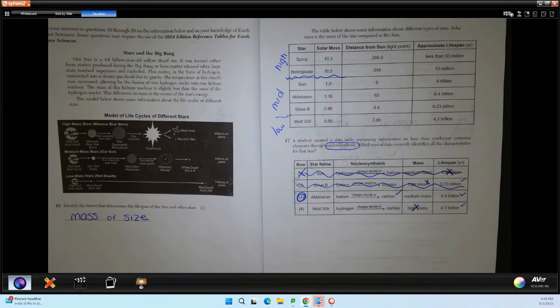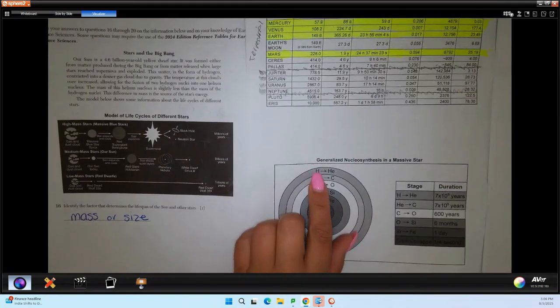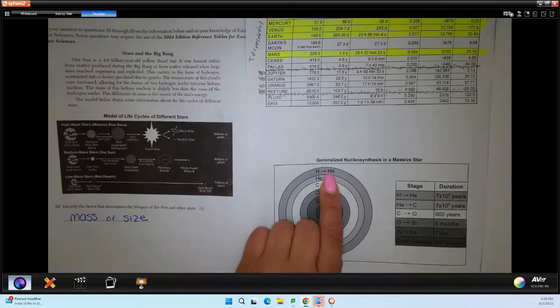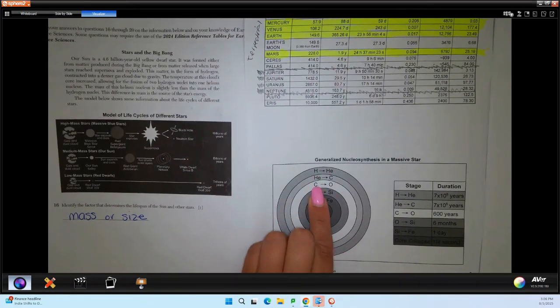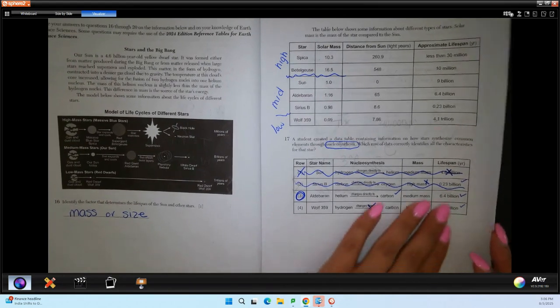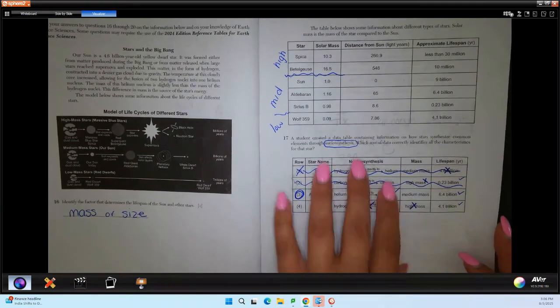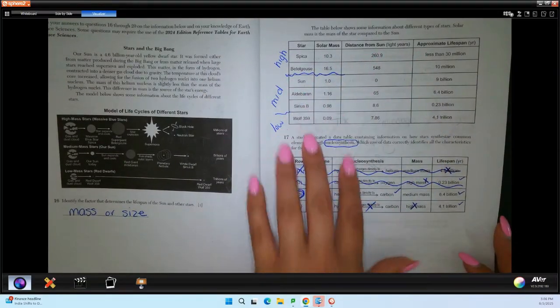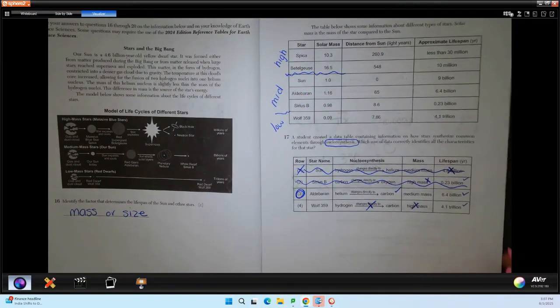Okay, so actually Wolf 359 we could have gotten rid of based on nucleosynthesis as well. So if we look, it says hydrogen into carbon, but here it tells us hydrogen actually turns into helium. So hydrogen into carbon would not work. So that makes that incorrect, and that could have also been used to get rid of Wolf 359. So in this question, we didn't necessarily have to know anything. We just had to know how to use the data that was given to us to eliminate answers that did not make sense.